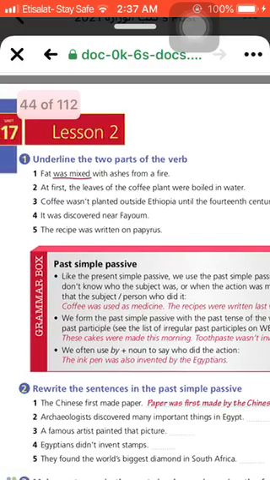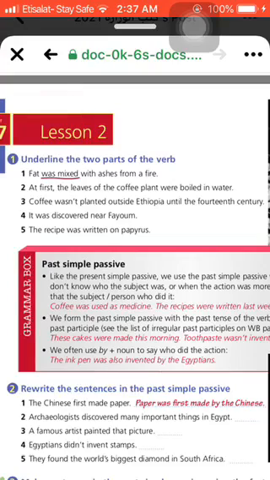We are going now to answer exercise 1. Underline the two parts of the verb. It means that we are going to underline the first part, which is the verb to be in the past, and the second part, which is the past participle. Number 1: Fat was mixed with ashes from a fire. Here in the first example, he underlined was, which is the first part, the verb to be in the past, and the second one, which is the past participle of the verb mix, which is mixed.